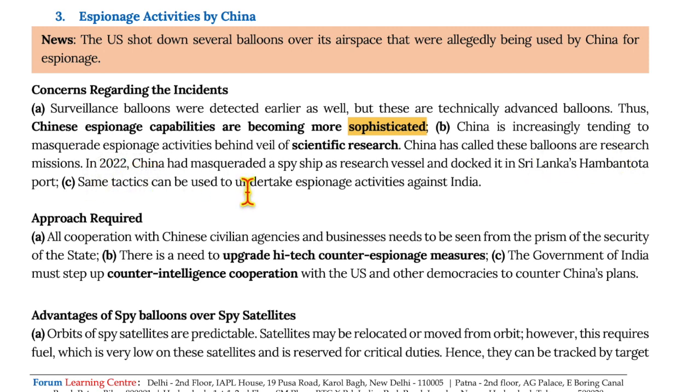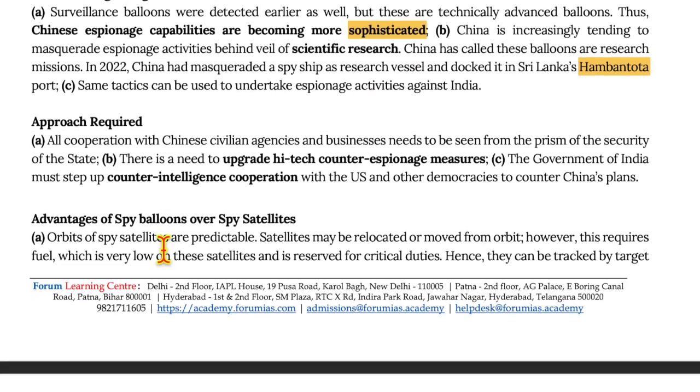In 2022, China masqueraded a spy ship as a research vehicle and docked it in Sri Lanka's Hambantota port. The same tactics can be used to undertake espionage activities against India. Now, the approach required here is that all cooperation with Chinese civilian agencies and businesses needs to be seen from the prism of security of the state. There is a need to upgrade high-tech counter-espionage measures. The government of India must step up counter-intelligence cooperation with the US and other democracies to counter China's plan.